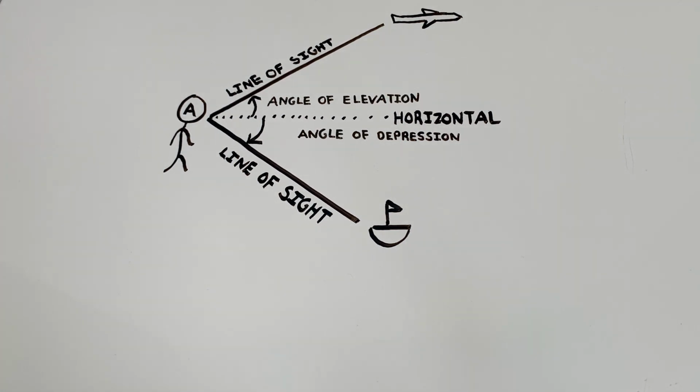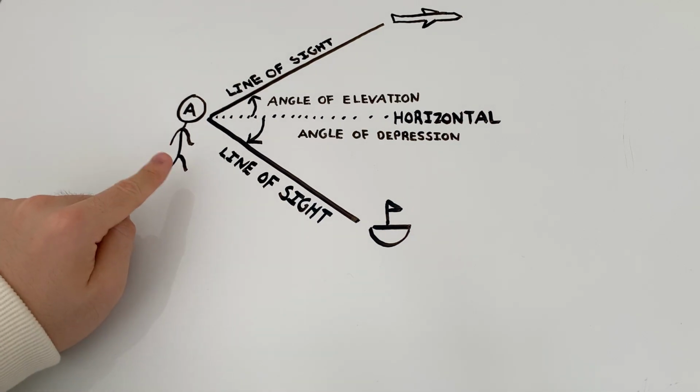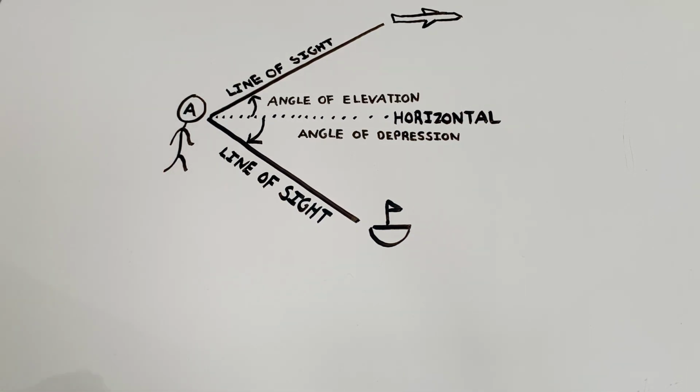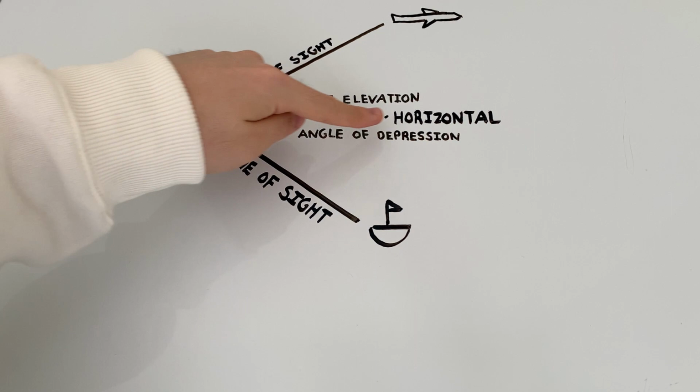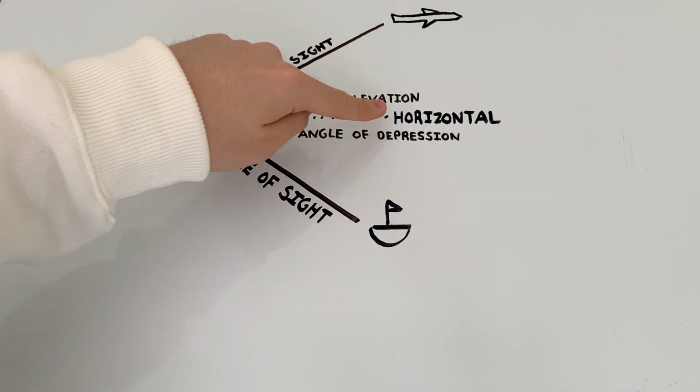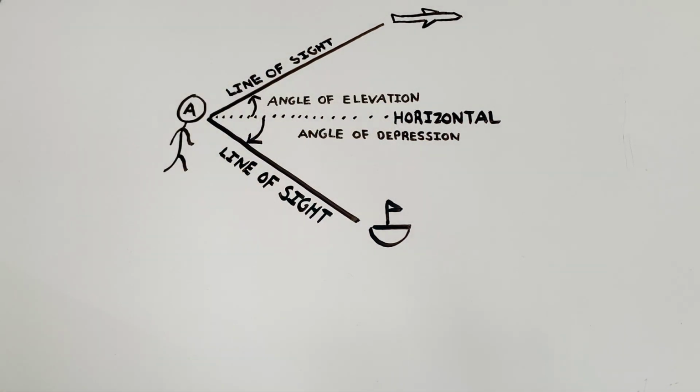Let's learn how to solve practical problems in Trig. Now, before we get to any solving, we're going to need to cover a bit of terminology first. So let's see what we have going on over here. We have a person A. When A looks straight ahead, that level is called the horizontal.